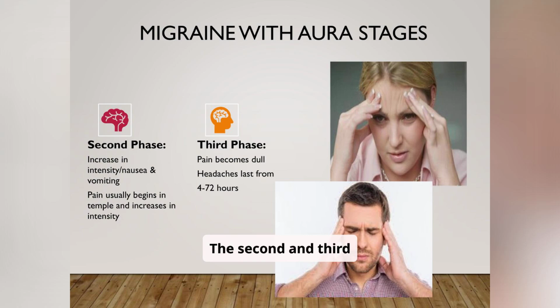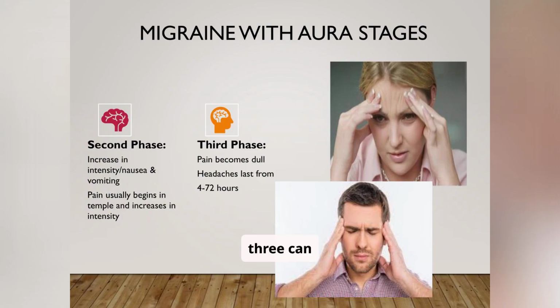The second and third phases of a migraine with aura bring increasing intensity. Nausea and vomiting may develop, and the pain, often starting in the temple, intensifies. Eventually, the pain becomes dull, and the headache can last anywhere from 4 to 72 hours. Understanding this progression helps us anticipate and manage patient needs.